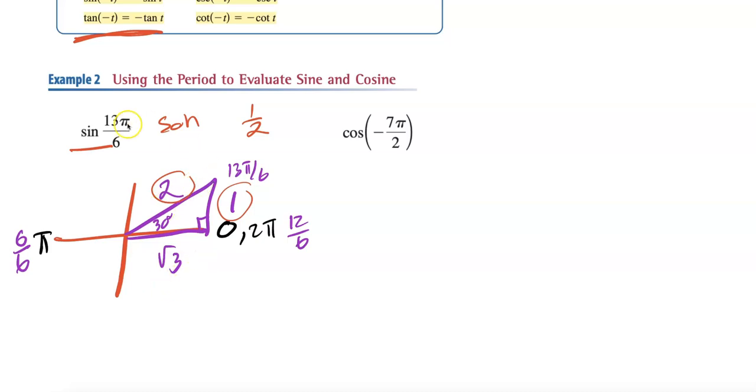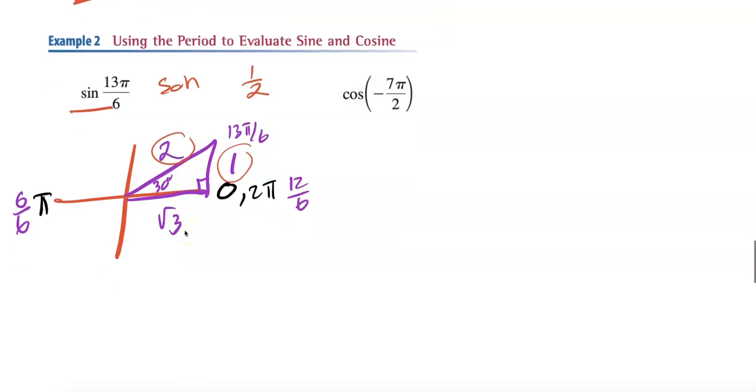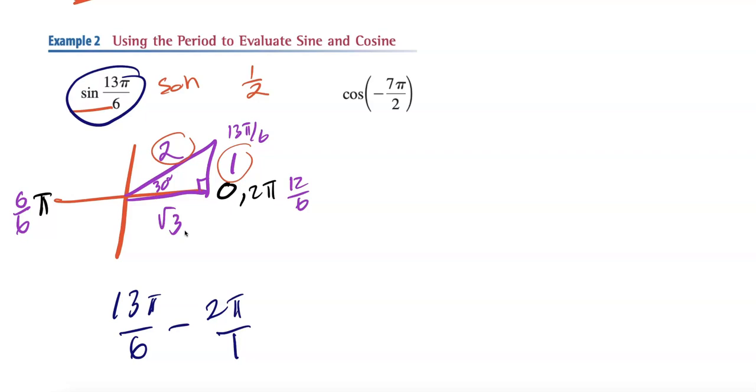But sometimes if it's like 93 pi over 6, you probably don't want to go around 93 times. So what you can also do is just find the coterminal angle. 13 pi over 6, let's just subtract 2 pi. Make it over 1, common denominator, 6 over 6, so this is 12 pi over 6. And you get pi over 6. So you could have solved this by doing sine of pi over 6, and you get the exact same answer.